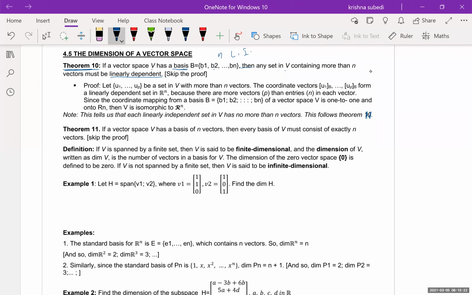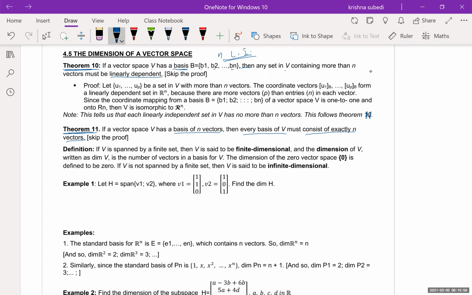So basically what it tells us is that if a basis for the vector space V is B sub 1, B sub 2, all the way up to B sub n, then there are n linearly independent vectors. Okay, keep that in mind. Now let's look at another theorem. If a vector space V has a basis of n vectors, then every basis of V must consist of exactly n vectors.